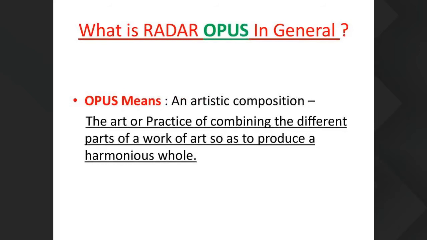So what does opus mean in general? Opus means an artistic composition, the art or practice of combining the different parts of a work of art so as to produce a harmonious whole. That is why we have named Radar's latest version Opus, since we have introduced an all-in-one interface in it, and we are also producing a harmonious whole.